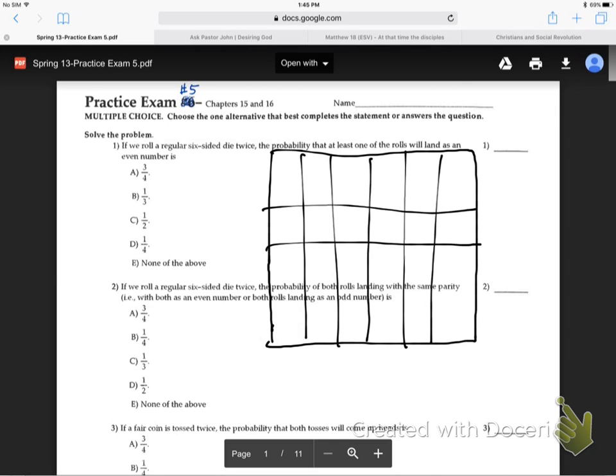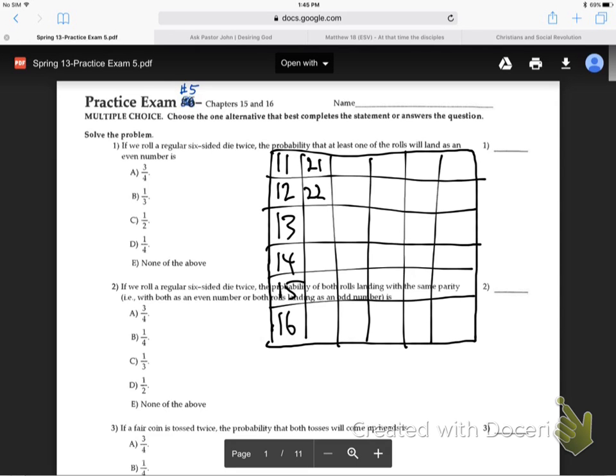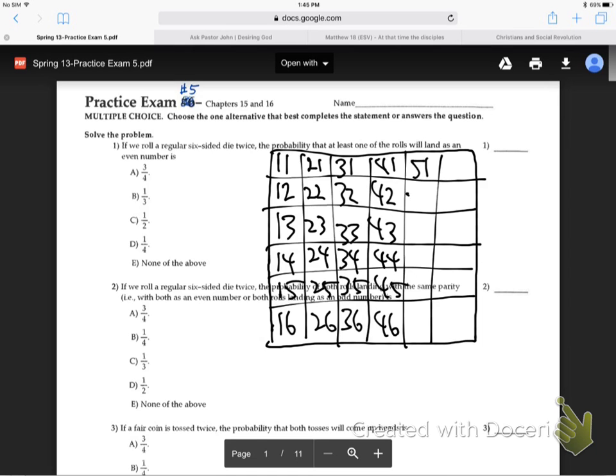So I'm going to do 6 by 6. 1, 1, 1, 2, 1, 3, 1, 4, 1, 5, 1, 6. 2, 1, 2, 2, 2, 3, 2, 4, 2, 5, 2, 6, 3, 1, 3, 2, 3, 3, 3, 4, 3, 5, 3, 6, 4, 1, 4, 2, 4, 3, 4, 4, 4, 5, 4, 6, and 5, 1, 5, 2, 5, 3, 5, 4, 5, 5, 5, 6, and 6, 1, 6, 2, 6, 3, 6, 4. Sounds like I'm a drill instructor. All right. Here we go.